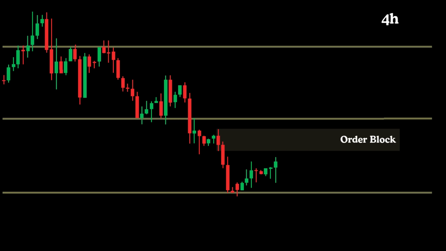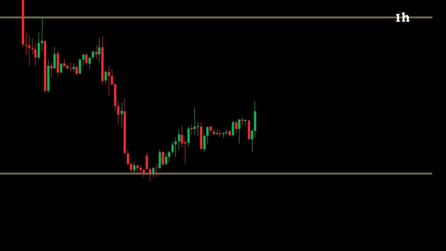On the other hand, if the price breaks above both key levels, it signals strong bullish momentum, potentially driving the price higher to retest the weekly level once again. Now, let's zoom into the 1-hour time frame to continue our analysis.